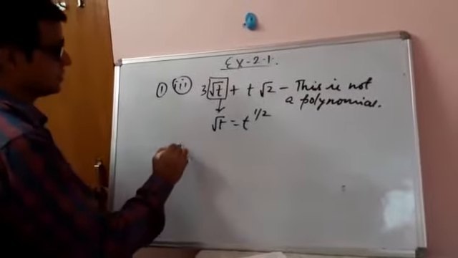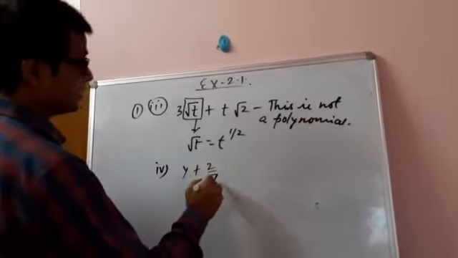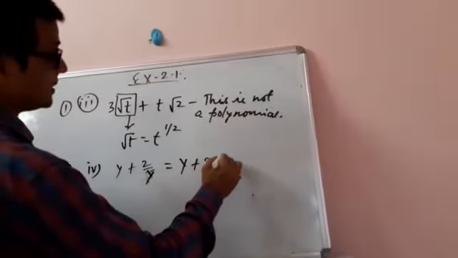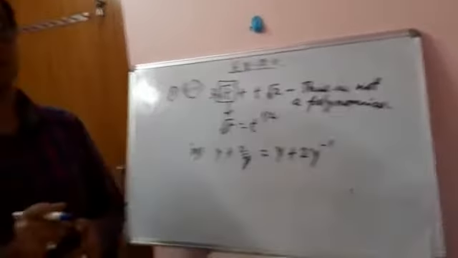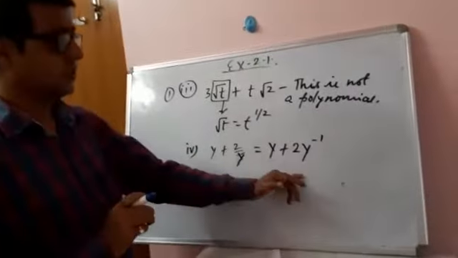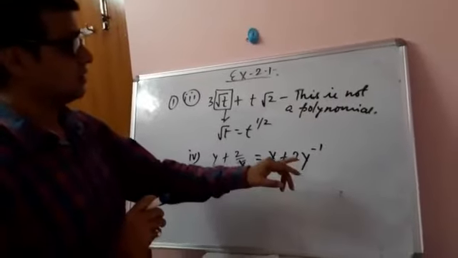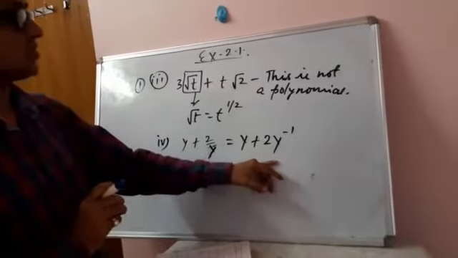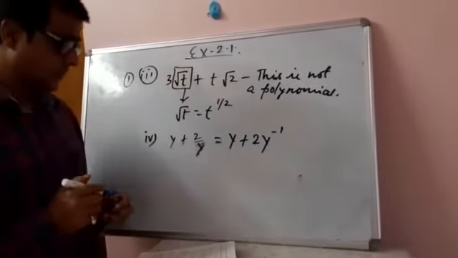Again, the fourth part we have: y plus 2 upon y. This is also not a polynomial. Why? Because it is y plus 2 y to the power minus 1. So what is the degree of this y? It is minus 1, which is not acceptable. Why? Because as per the definition of a polynomial, the variable's degree must belong to the whole numbers. So minus 1, being an integer, is not acceptable, and this is also not a polynomial.